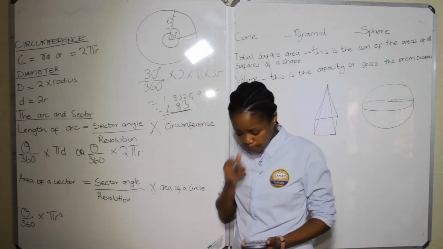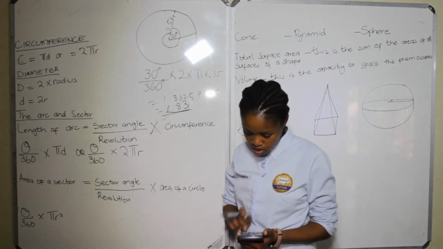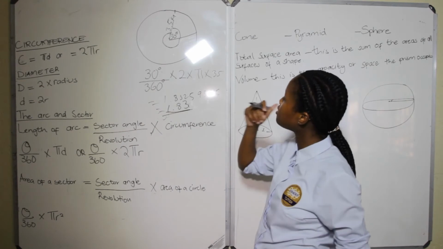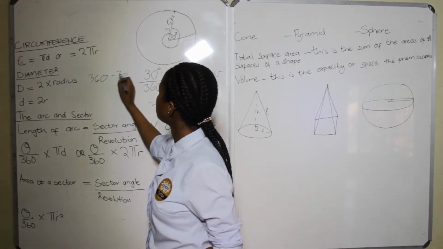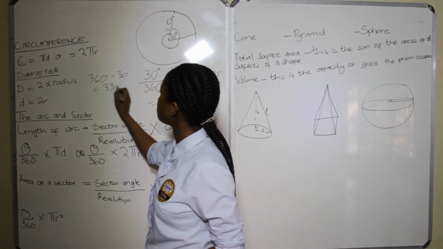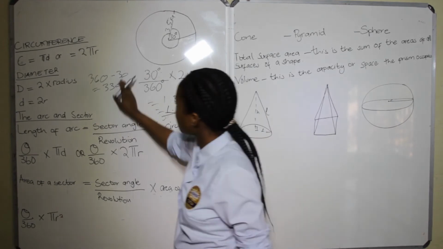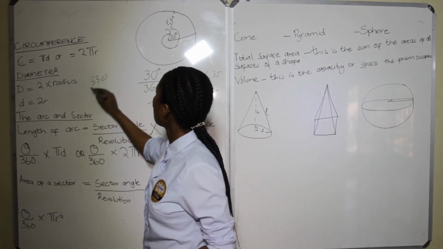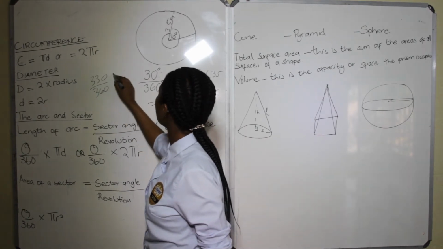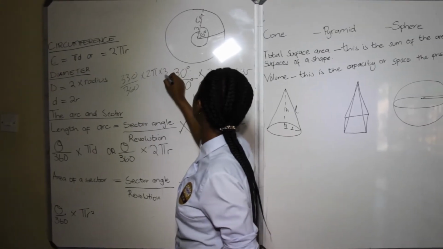We're going to say 360 minus 30 is going to give us 330, which is going to be our angle for the major arc. So what are we still going to do? We're going to say 330 over 360 multiplied by 2 pi times 3.5.